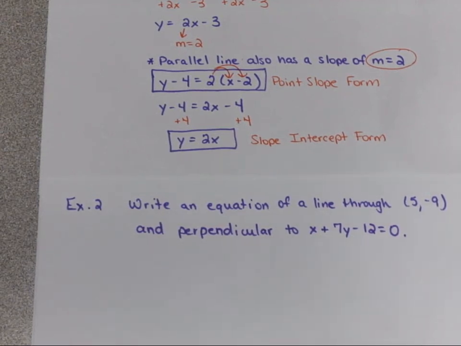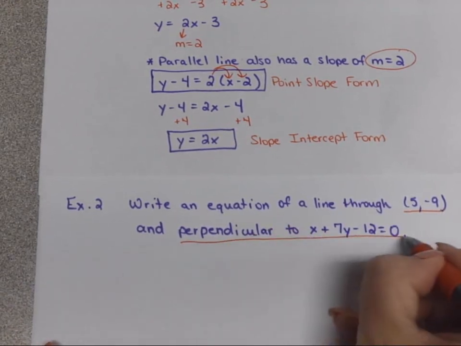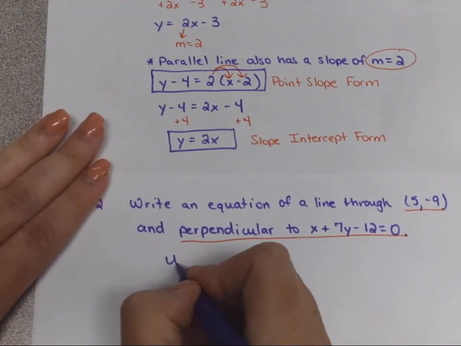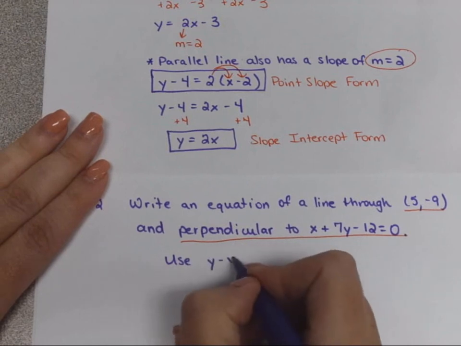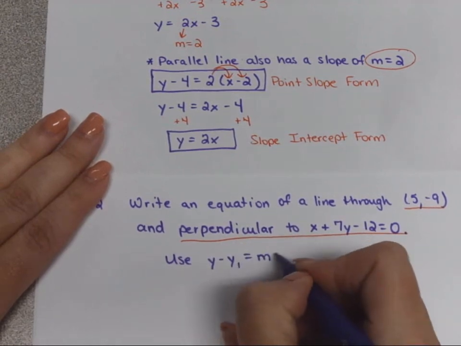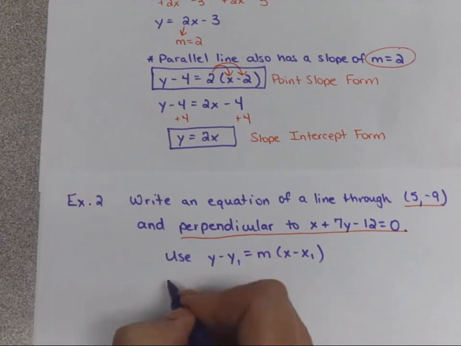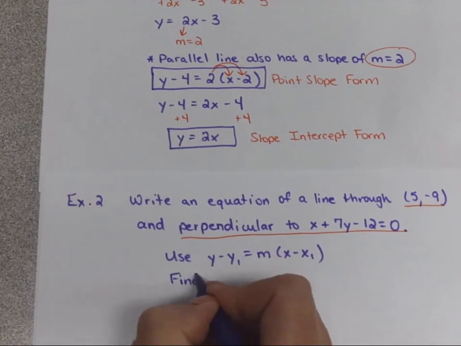So you're always going to have some way to get the information that you need to be able to use either point-slope or slope-intercept form. Okay? So if we want to go through and talk about what information we know, a point and something about the slope, right? So which equation do we want to use? Again, point-slope, right? So I want to use y - y1 = m(x - x1). Okay, and just like the last one, I need to find the slope.